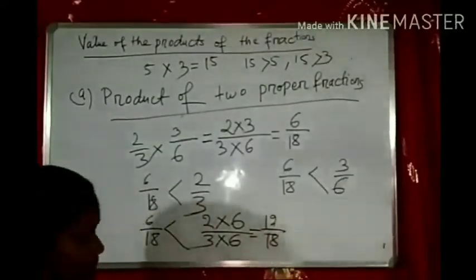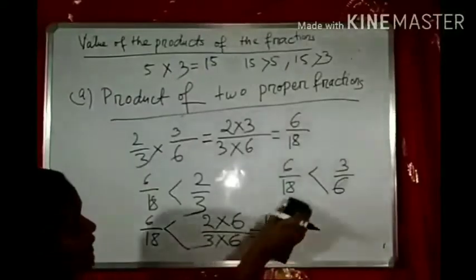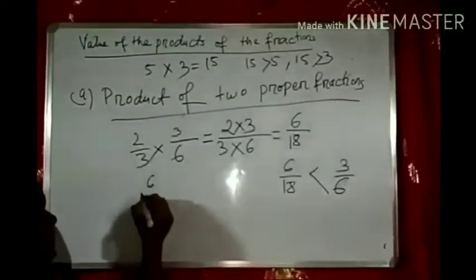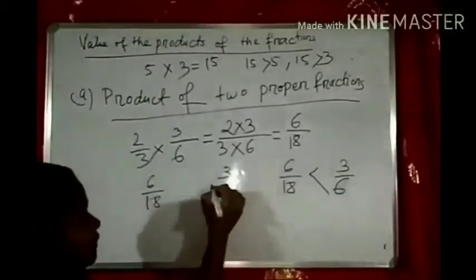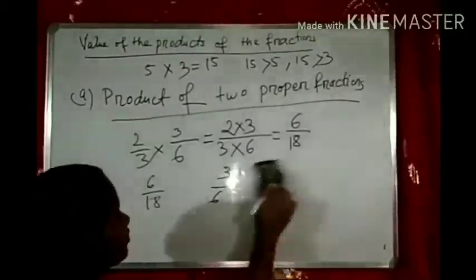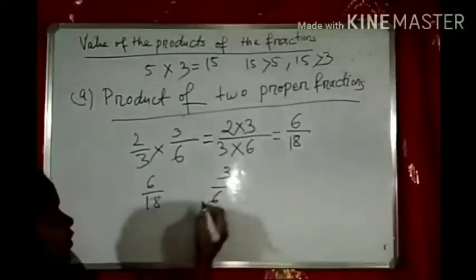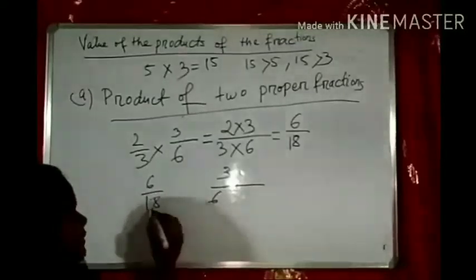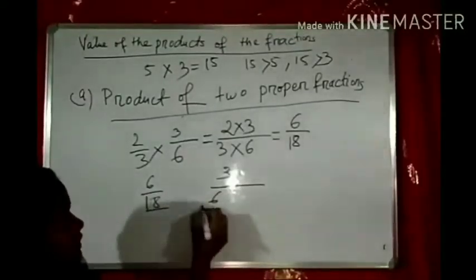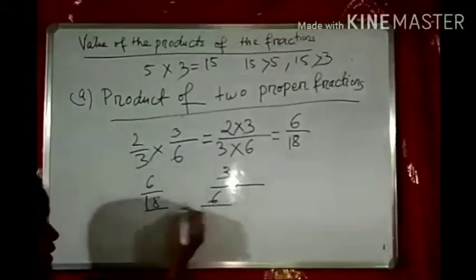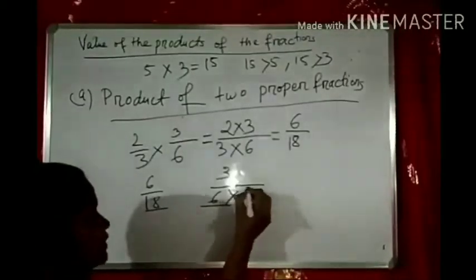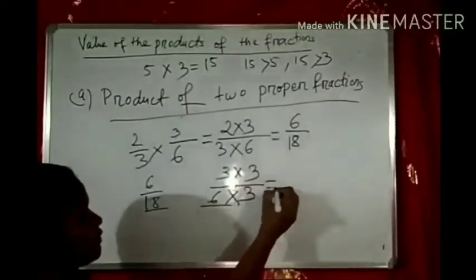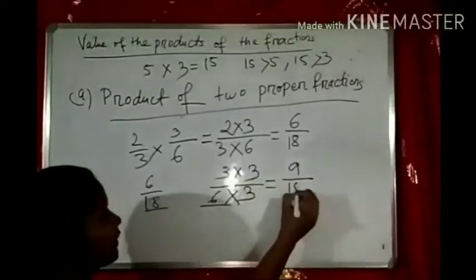Another fraction we will see: 6 by 18 and 3 by 6. So here is 6 by 18, and here 3 by 6. So we will convert it into like fractions, or equivalent fractions. Here 18 is here, 6 is here. The LCM of 6 and 18 is 18. So 6 threes are 18 and here 3. So what are we getting? 3 threes are 9 by 18.